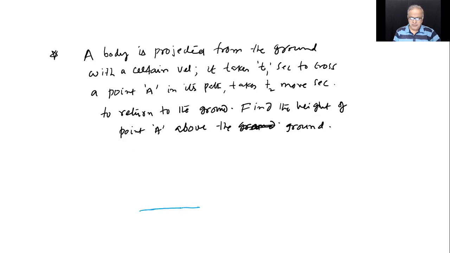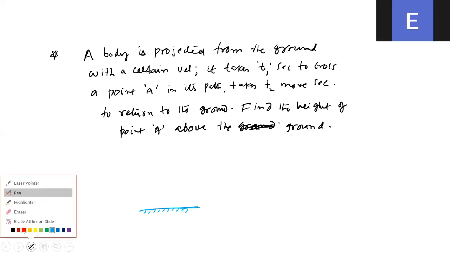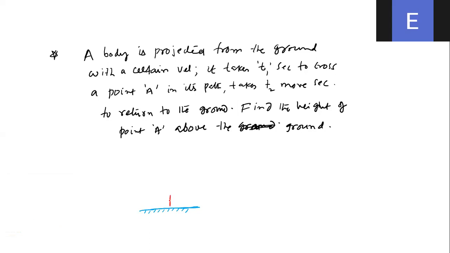This is the ground, and a point. It is projected from the ground with a certain velocity. It was not given. So shall I say that to be some u? Yes, but remember, this u is unknown to us. All such things I'll say. You are thinking that initial speed is u.